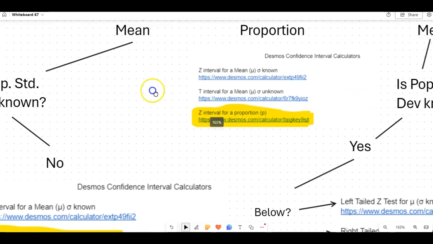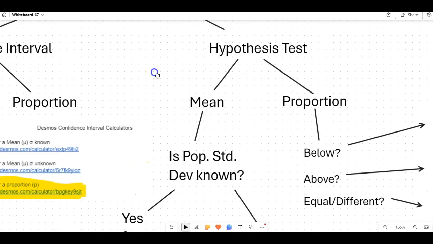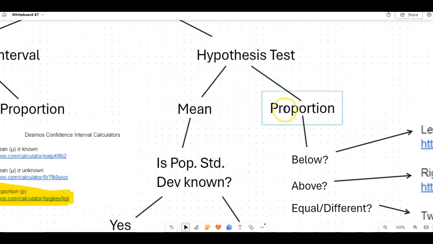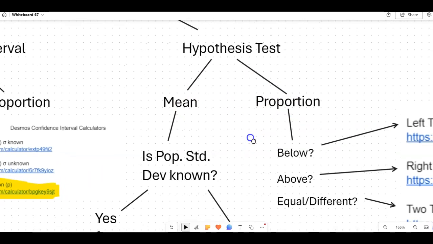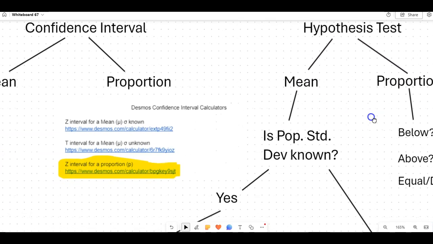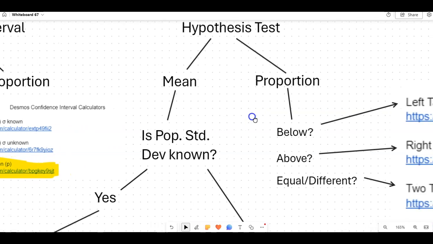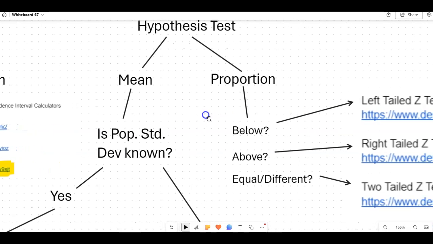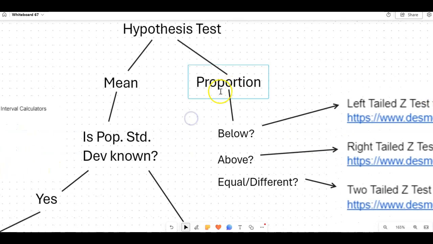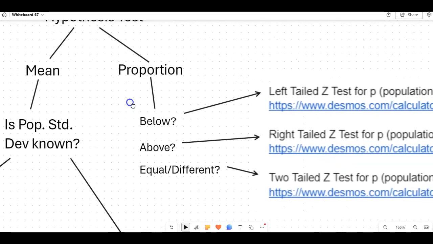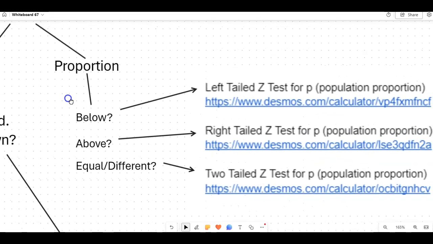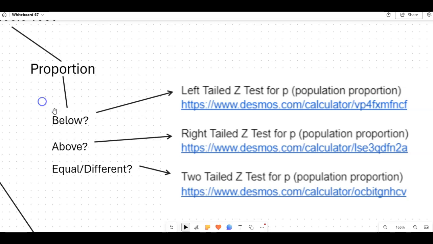Now, when you have a hypothesis test, you're going to start off with that same question: is it about a mean or a proportion? And if it's about a proportion, just like it was with the confidence interval, there was only one solution. There's going to be only one thing we're doing. We're doing a Z test for a proportion, but the wording of the problem could state that we're looking for a test that's below the claim value, above the claim value, or equal or different than the claim value.